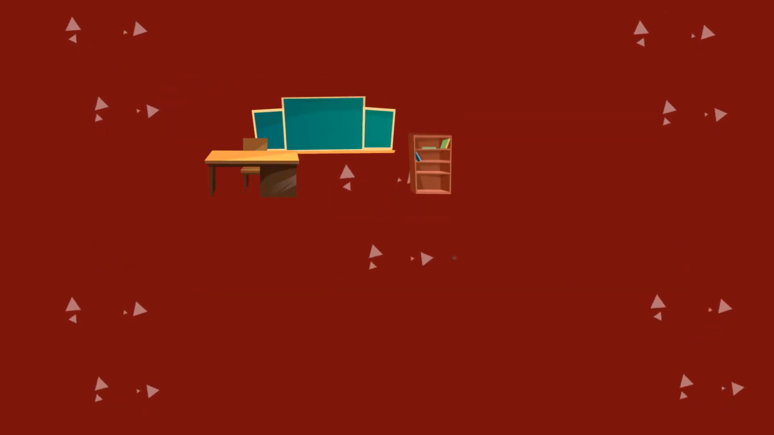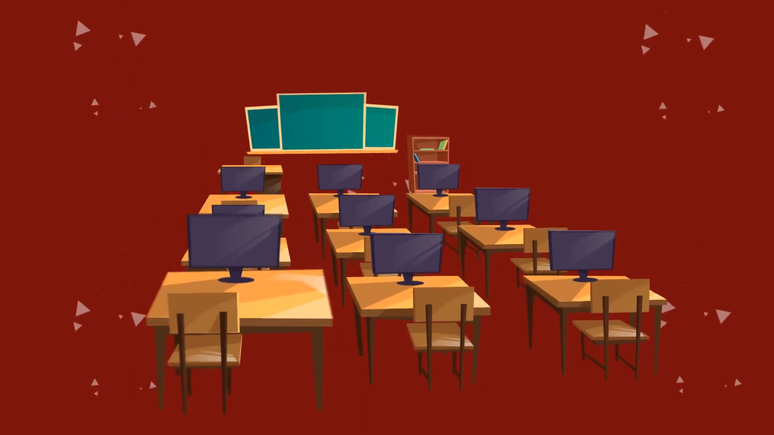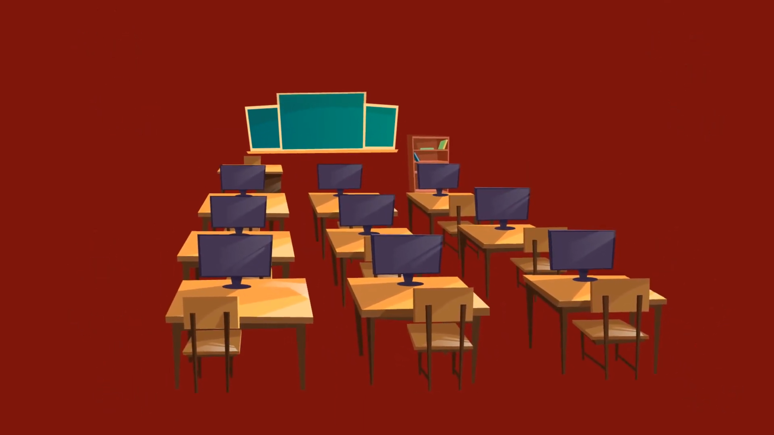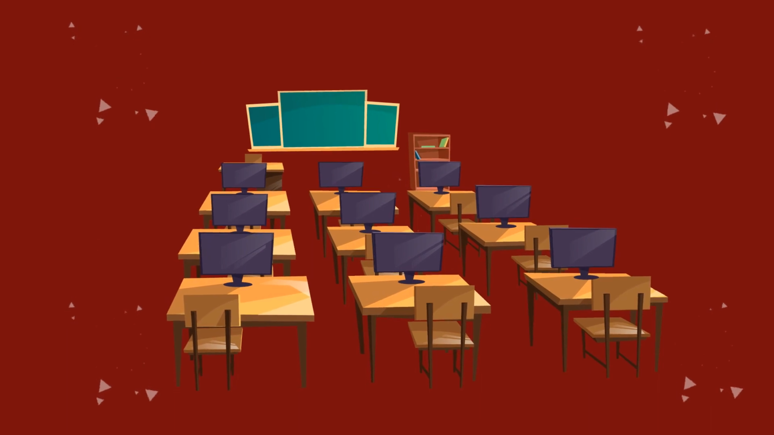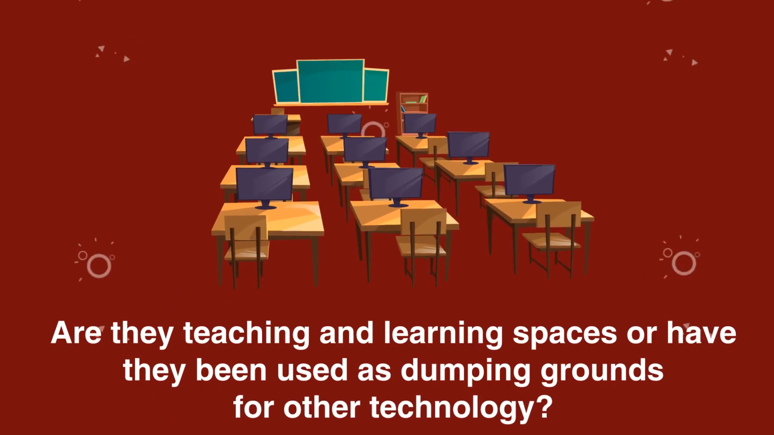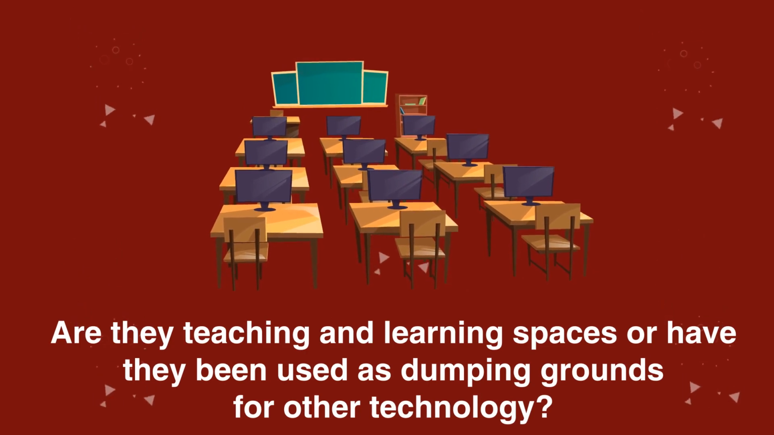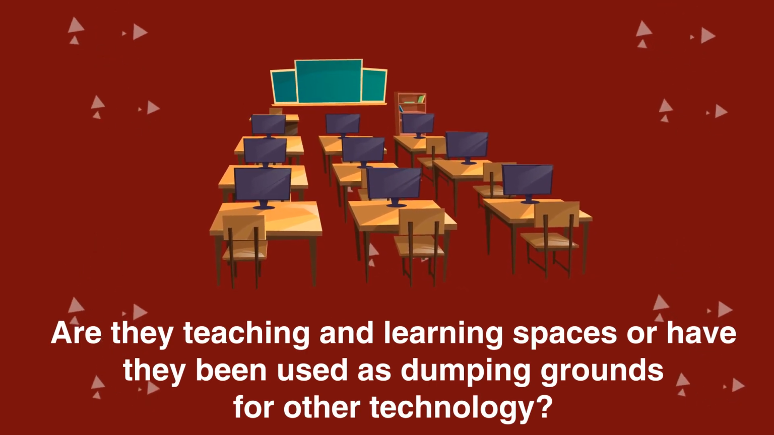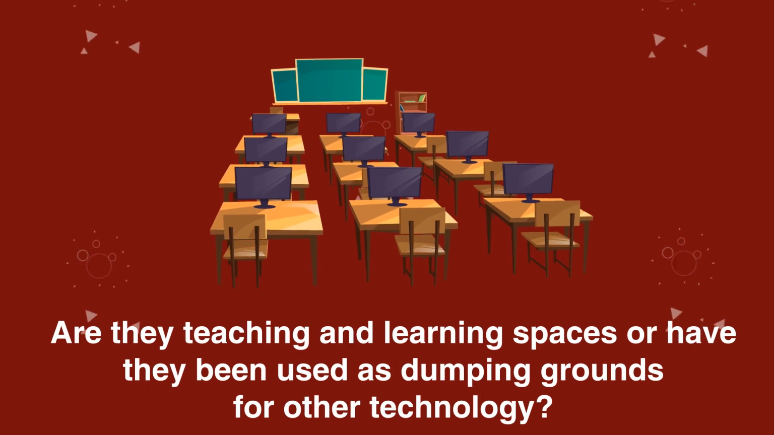If you have ICT suites or dedicated technology rooms, what do they look like? Are they well maintained and in good repair? Are they teaching and learning spaces, or have they been used as dumping grounds for other technology? If there are trolleys of equipment to book out, where are they sourced from, and how central are they?